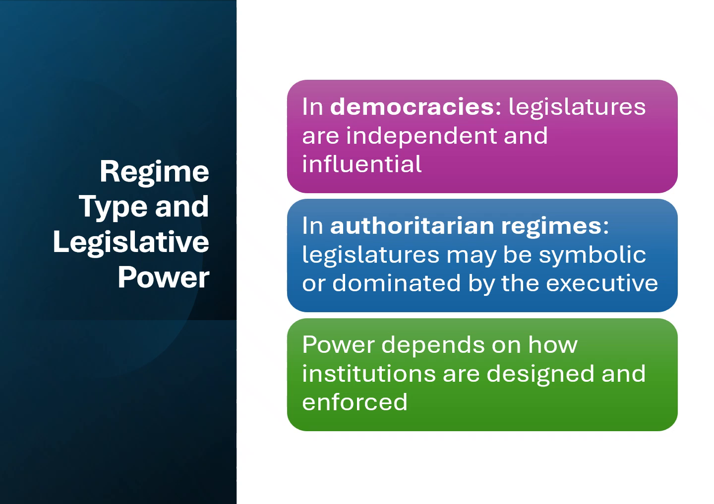For example, in Mexico, stronger legislative independence has developed over time as they democratize. In China, the National People's Congress functions largely as a rubber stamp for all party decisions. Key observation: the more democratic a country, the more independent and powerful the legislature.